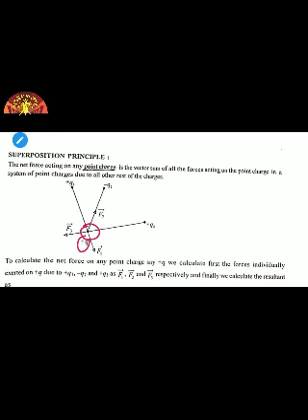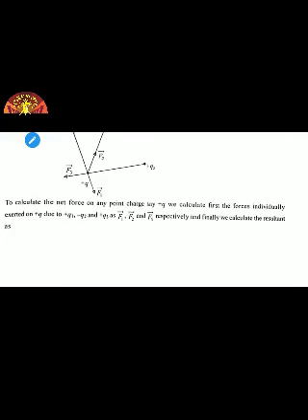This is the superposition principle: the resultant force on any single charge due to the other charges present in the system would be the vector sum of the forces acting on that single charge due to all the other charges. You just need to remember that it is a vector sum. That's the most important thing. So that's the superposition principle.